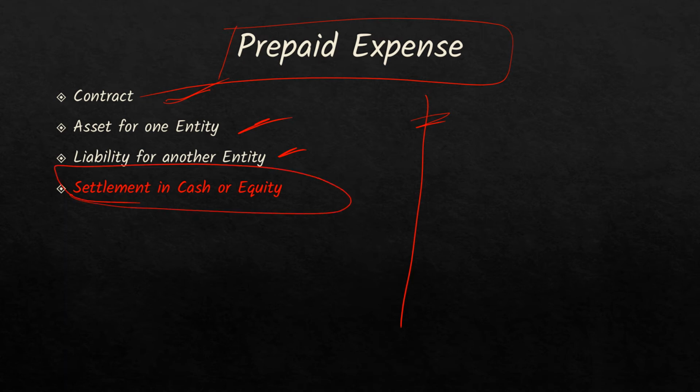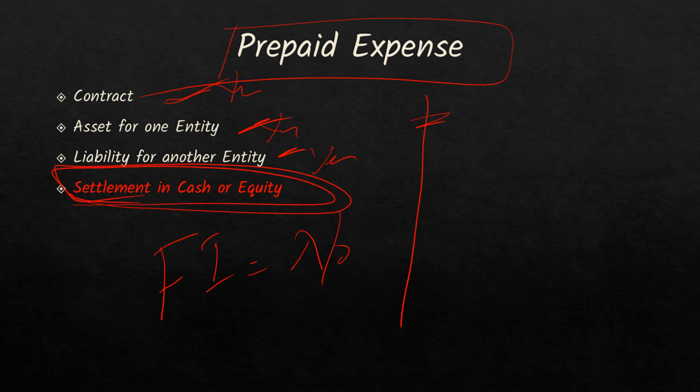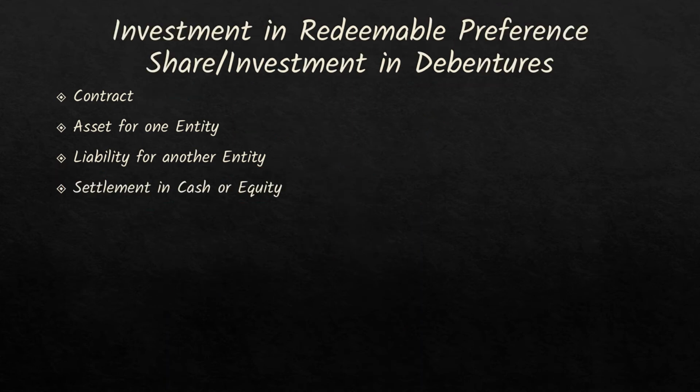But the question is, is that contract settling in cash? Will I be getting cash for that amount after some time? No, they will provide me services and that asset will be over. So that prepaid expense does not fall under the purview of a financial instrument. The contract is there, asset is there, liability is there, but settlement is not in cash or equity. So one condition is not fulfilled. So we can say this is not a case of a financial instrument. Let's see some more examples.